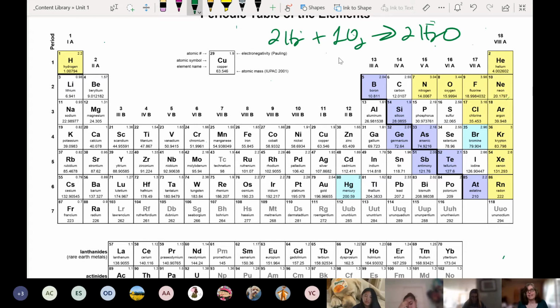Trying to think if I've missed anything. Can anyone think of a concept that I've missed here? I think I've done everything. Oh, physical versus chemical change.